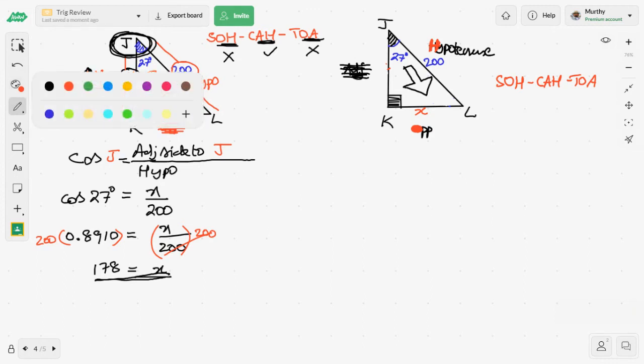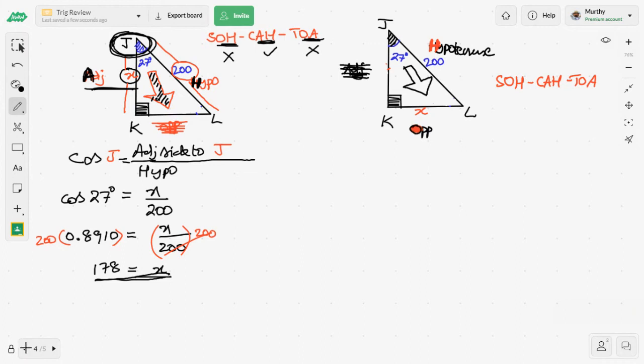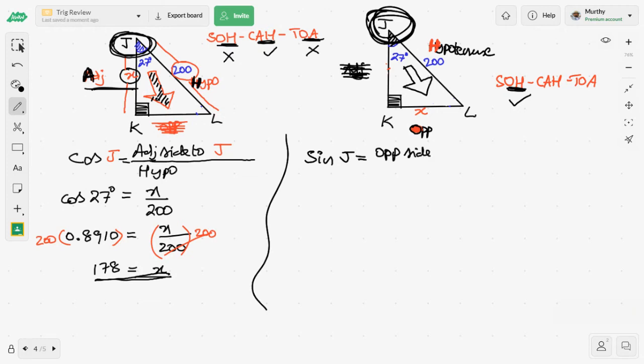So I'm looking at opposite, you can see that, and hypotenuse, therefore OH I see in sine. So I start writing sine. Please don't forget to involve the angle also in the given formula. Sine J equals opposite side to J over, SOH, so it is hypotenuse.